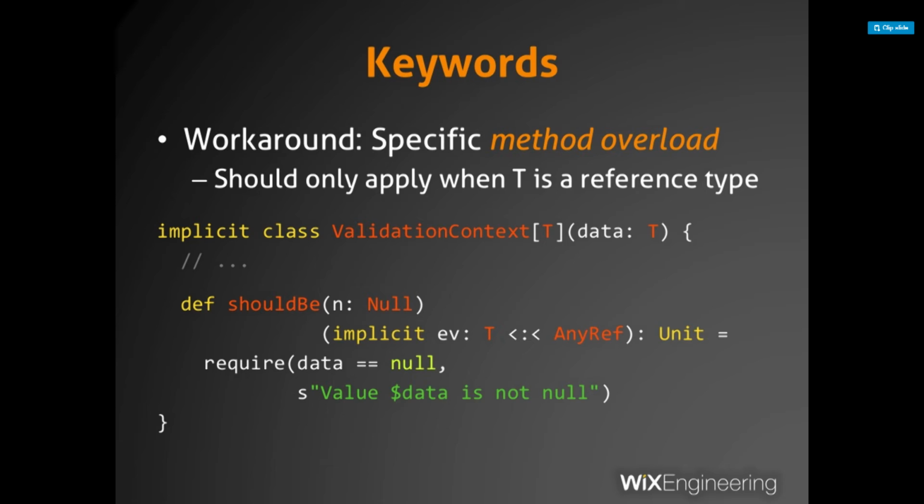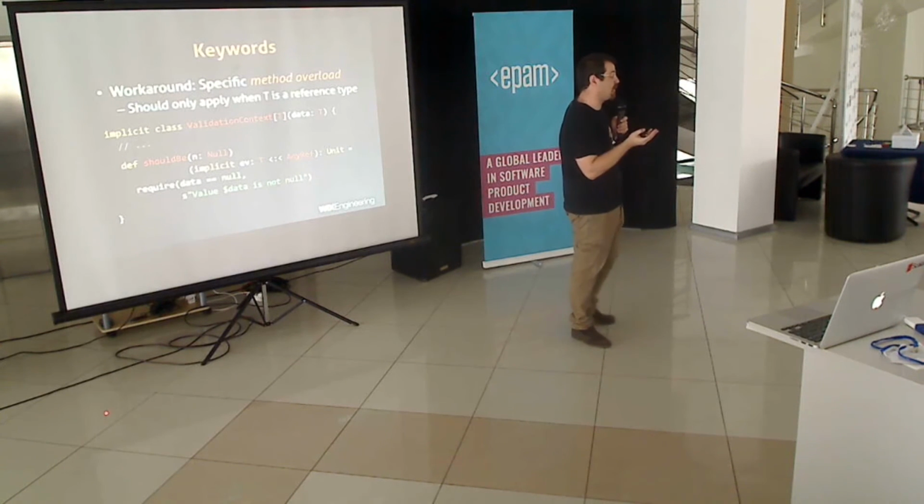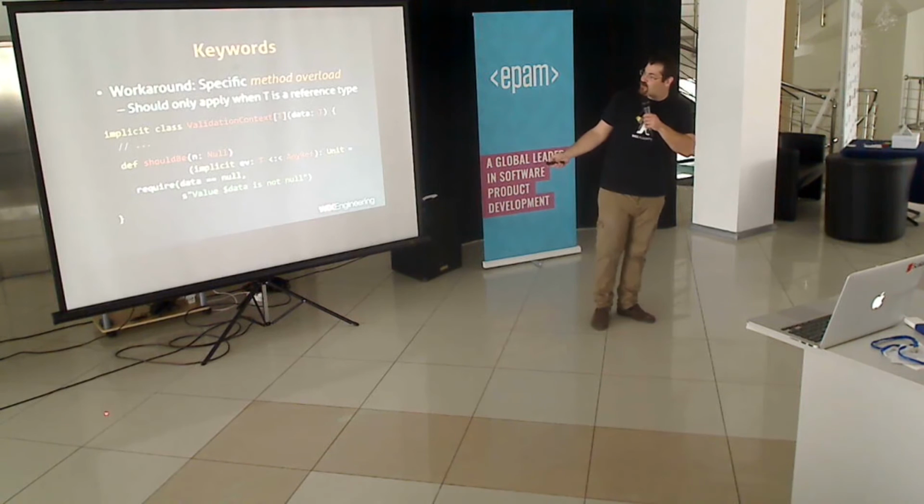Null, by definition, only applies to reference types. So if someone says 5 should be null, you want to get a compiler error, because 5 by definition cannot be null. It's an integer, right? It's a value type. So what we do is a little bit of hackery.